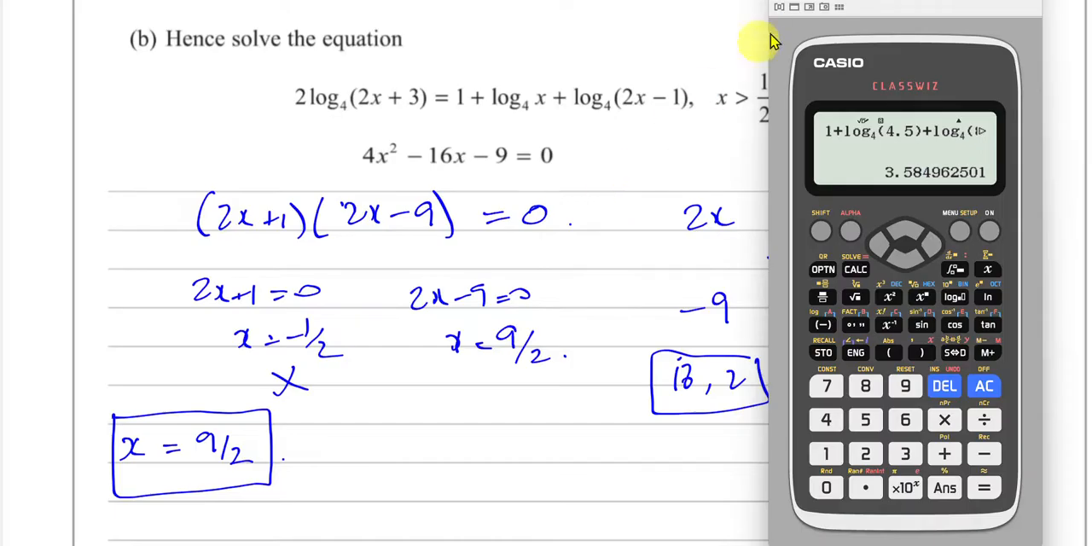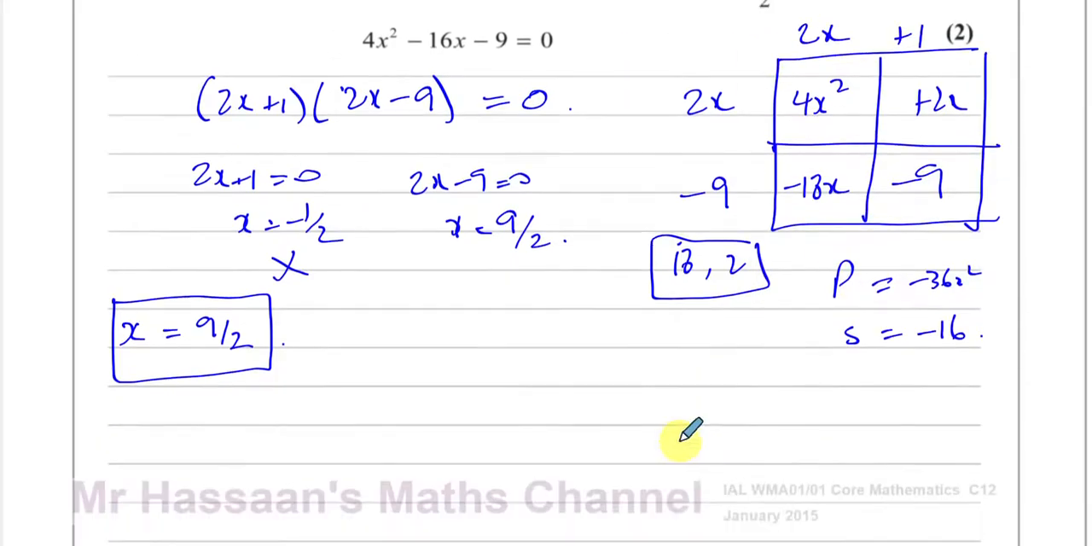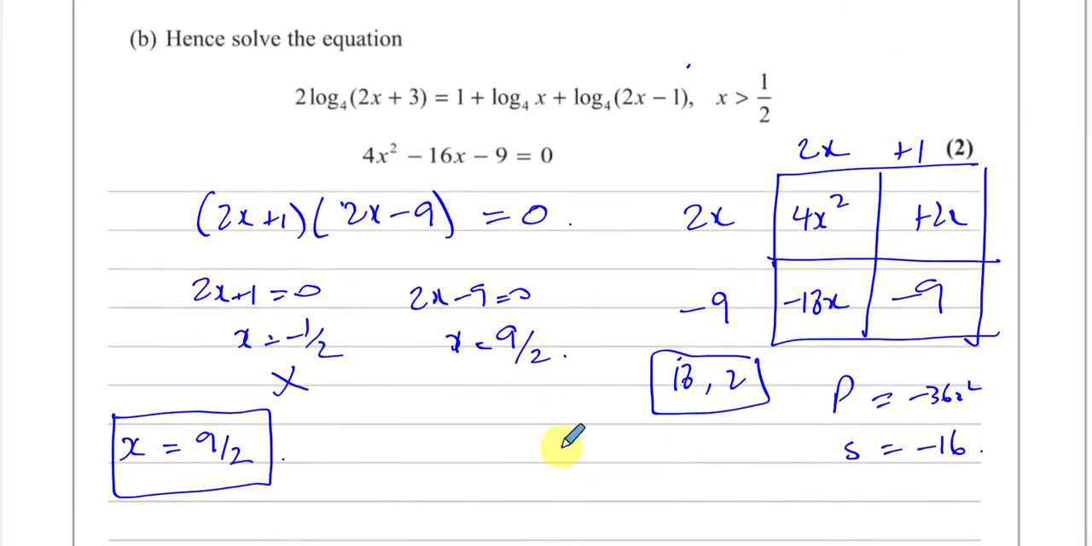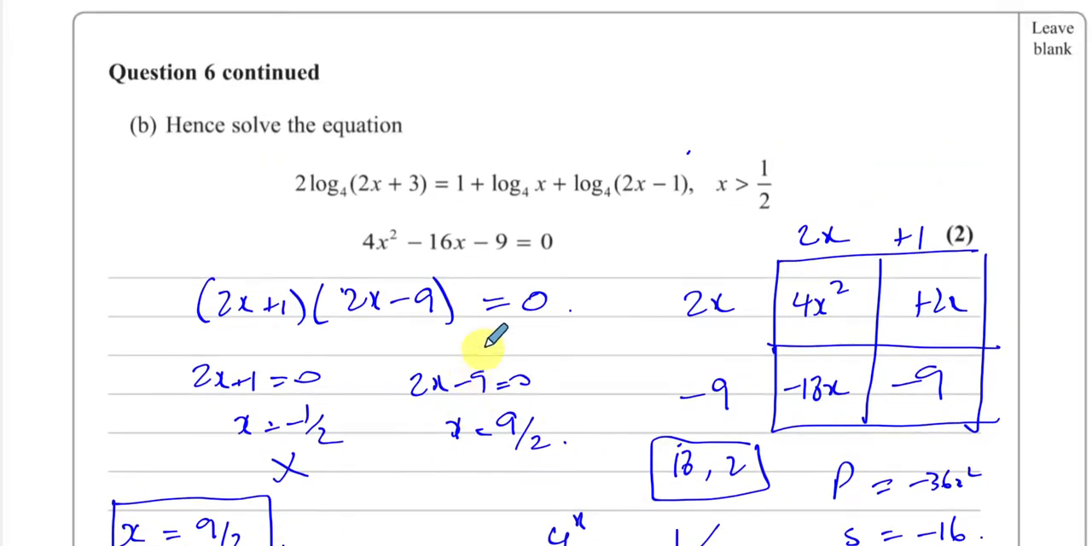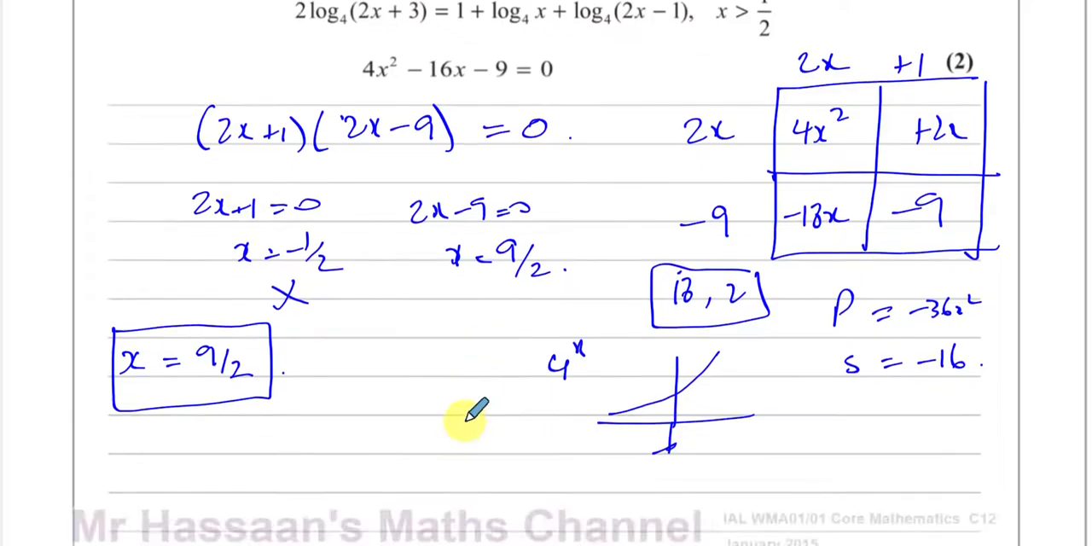All right, so now that's basically the reason. The reason for that is because, for example, 4 to the power of x is always going to be greater than 0, never negative. Okay, so the same applies to the inverse. Okay, so there we have the answer to part B of question number 6, and that's it.